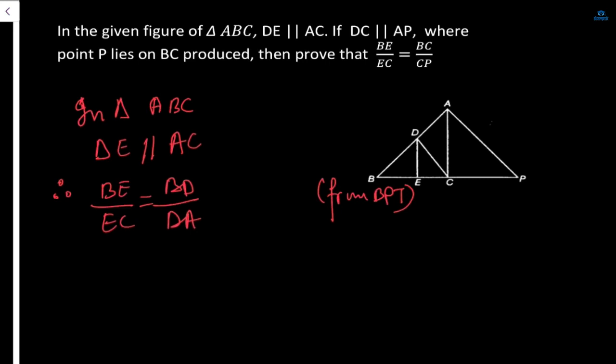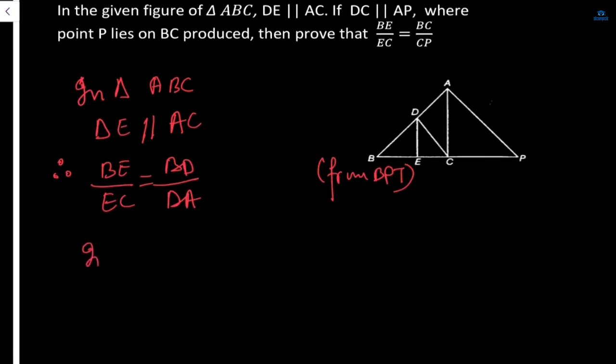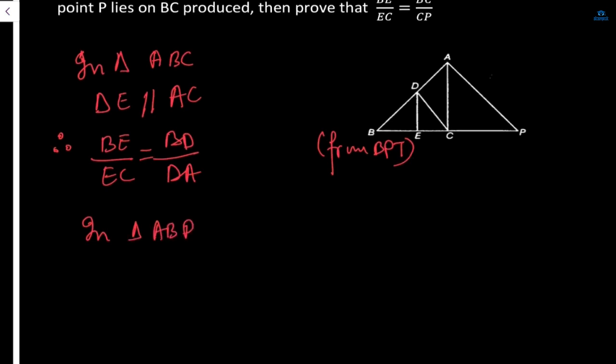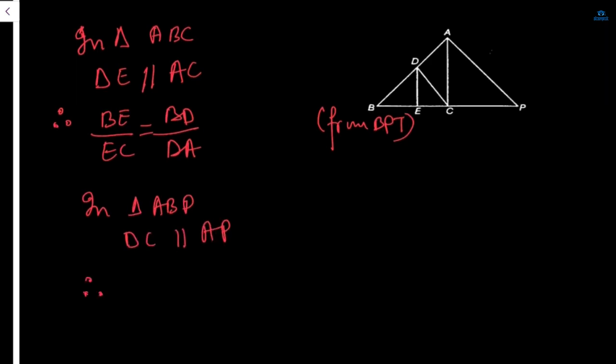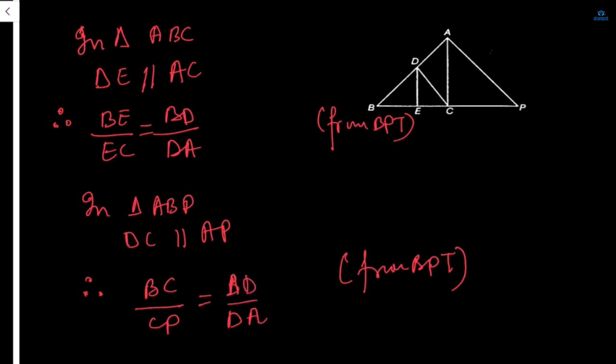Similarly, you can apply the basic proportionality theorem in triangle ABP. What is given? DC is parallel to AP. Then again, therefore, from BPT, what will you get? BC upon CP is equal to BD upon DA. Yes, ma'am.